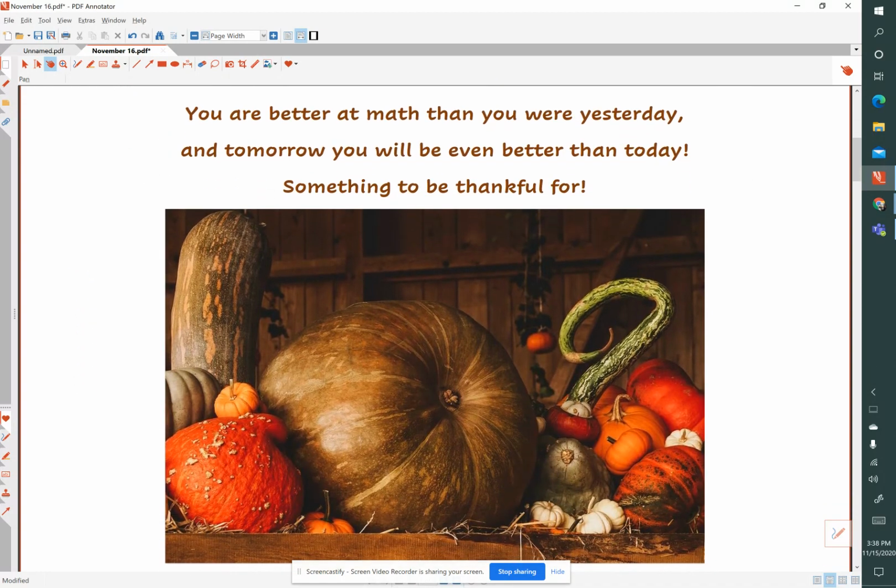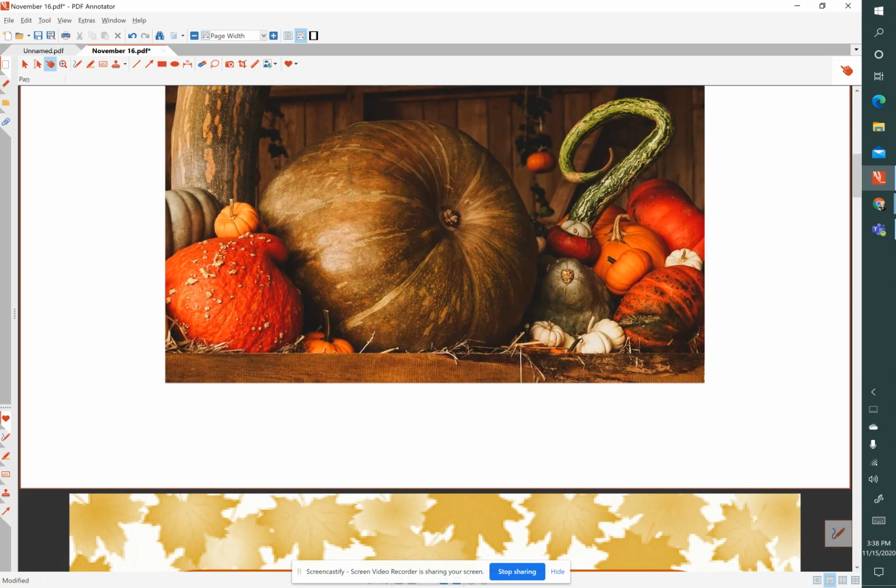So we have a beautiful fall harvest picture for today to remind us to be thankful that we are better at math than we were yesterday and that tomorrow will be even better than today. Always something to be thankful for.